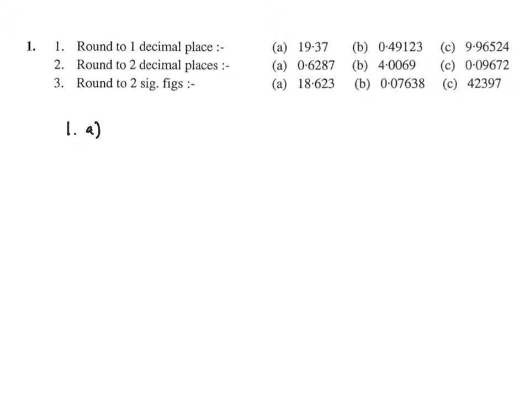One decimal place. Well, if I underline the 3, then the 7 is going to change that 3 to a 4. The answer then is 19.4. If I underline the 4, the 9, 1, 2, 3 will change that 4 to a 5. And part C. If I underline this 9, well, the 6, 5, 2, 4 will make that 9 round up, and the whole answer then becomes 10.0.